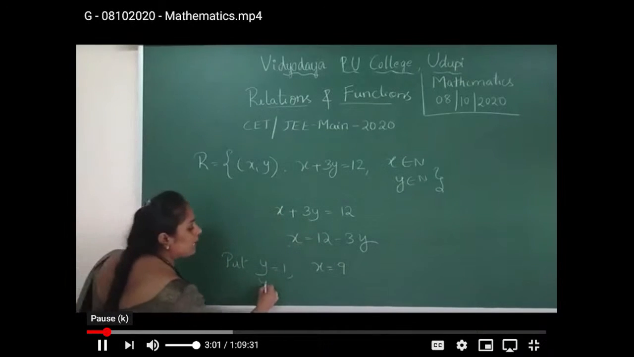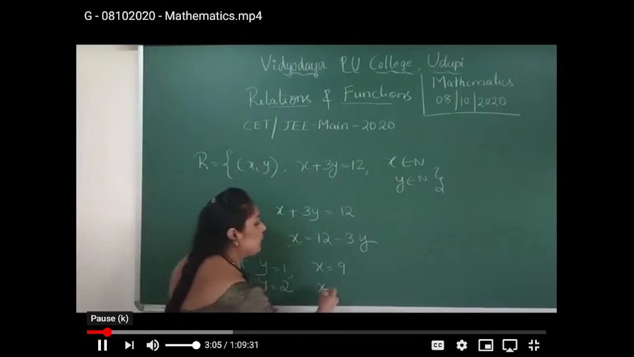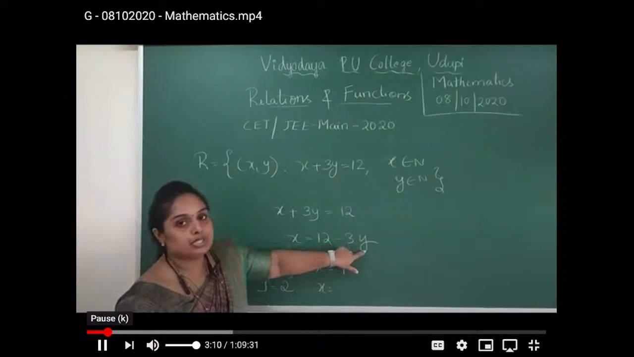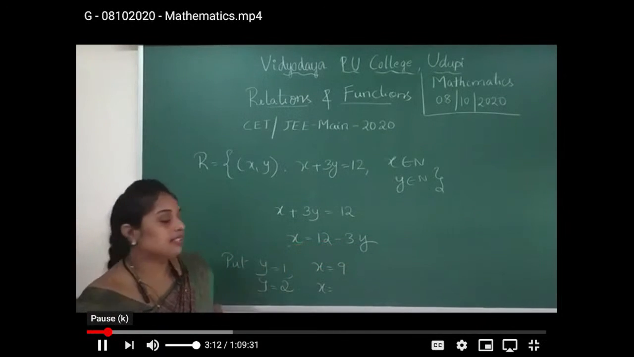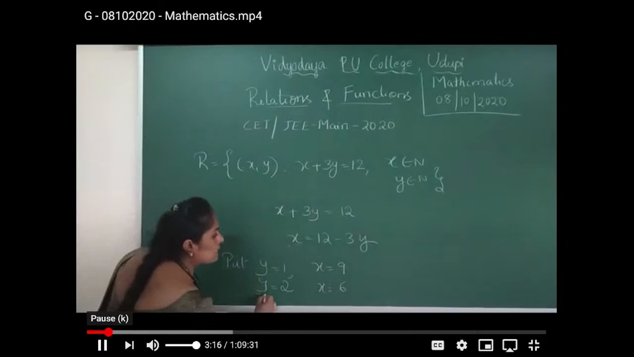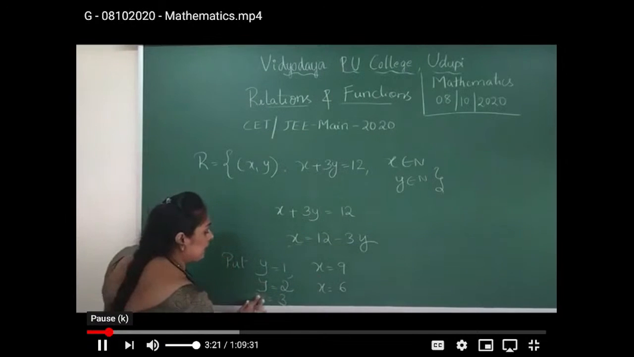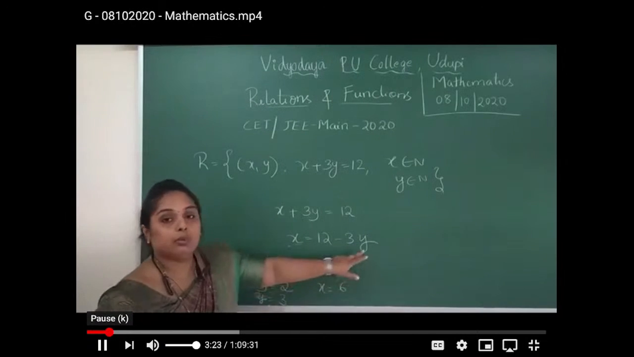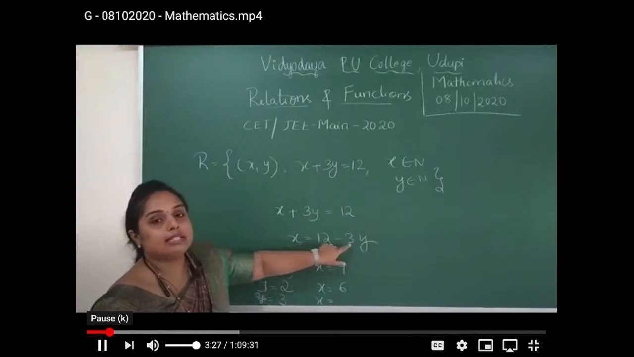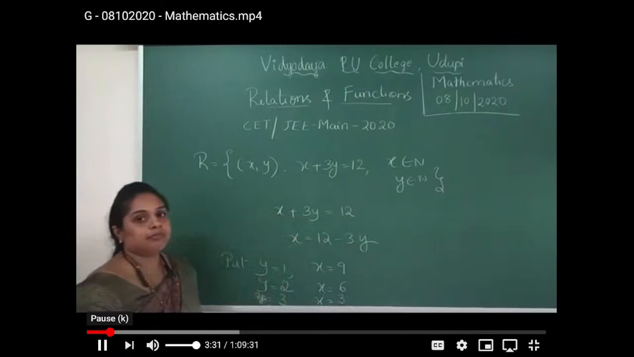If I put y is equal to 2, x will be 12 minus 3 into 2, which is 6, so 12 minus 6 is 6, so x will be 6. Next, if I put y is equal to 3, then x will be equal to 12 minus 3 into 3, 12 minus 9, and that will be 3.